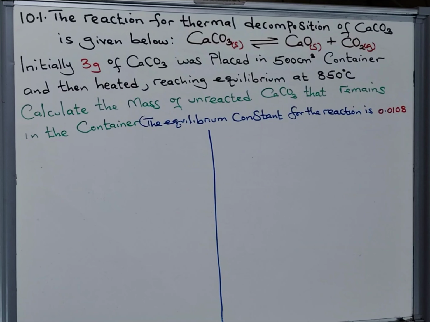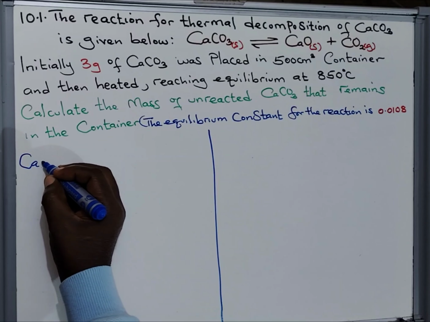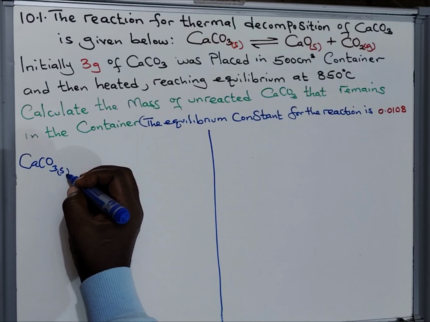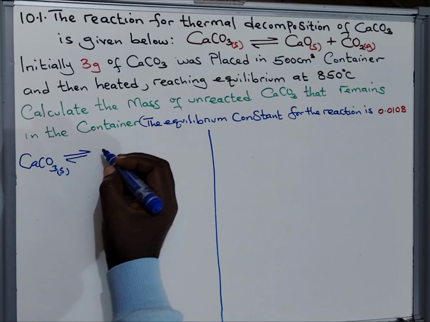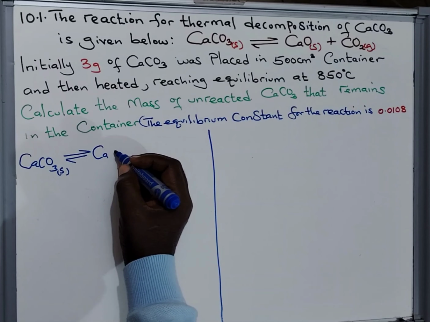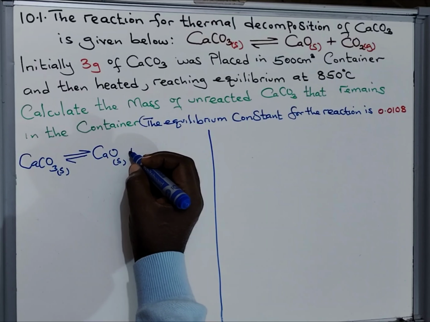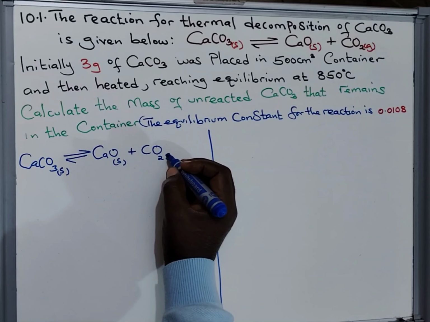Okay, how do we approach this? The first approach actually is to have the equilibrium. The equilibrium is between calcium carbonate, which is a solid, that one must be noted, decomposing to give us calcium oxide, which is also a solid, plus carbon dioxide, which is a gas.